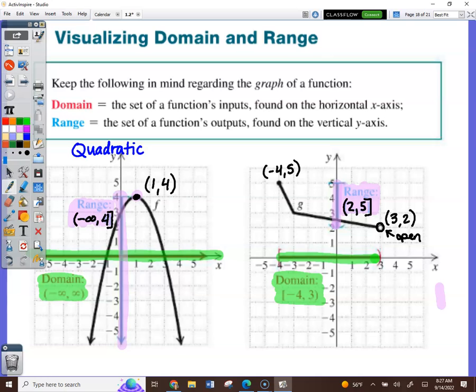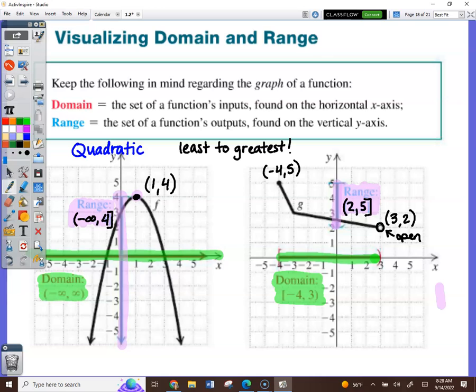You need to remember to write least to greatest. And watch your open or closed circles if you have some type of like tricky graph. That was not tricky because that's just a plain old quadratic. This is tricky because it's a piecewise function. So you have to pay attention to the circles as to whether they're open or closed.